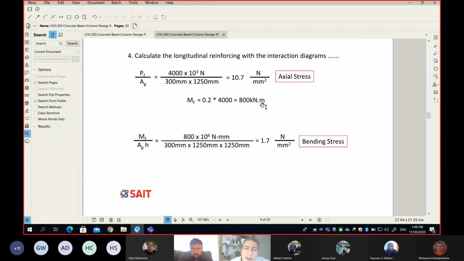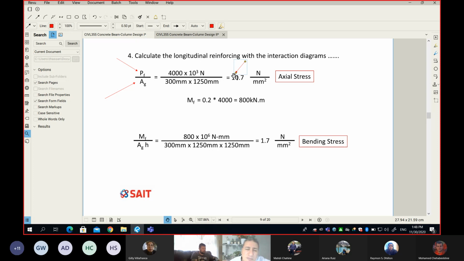Let's go back. Now I know which one, but what do I need to prepare before entering the interaction diagram? We need to find two numbers, the x and y, the pair of coordinates that will locate one point on the interaction diagram. Very simple. You divide your PF, the axial load, by the area gross. Not super science.